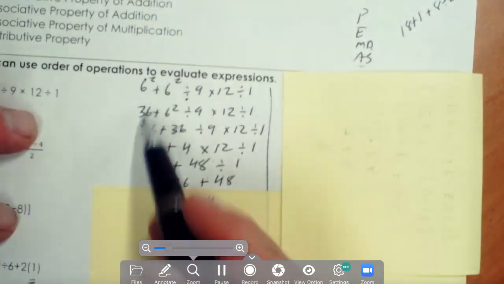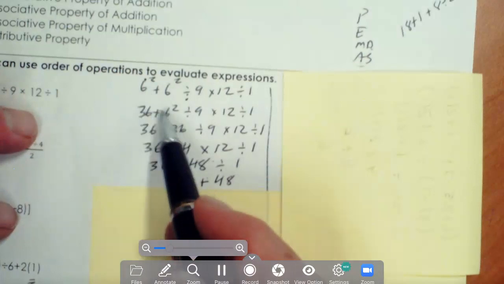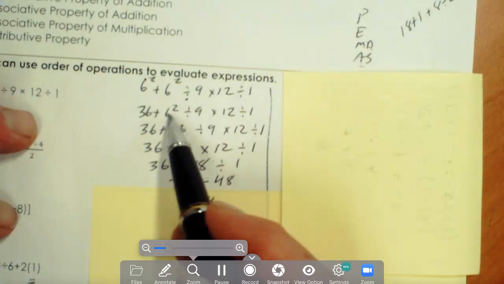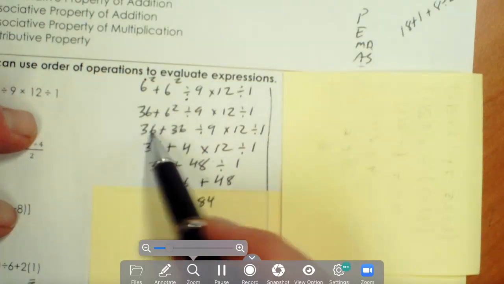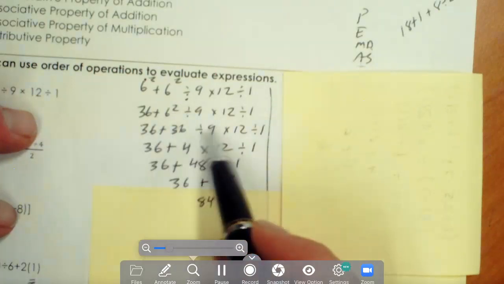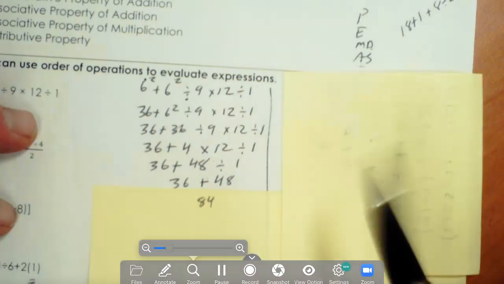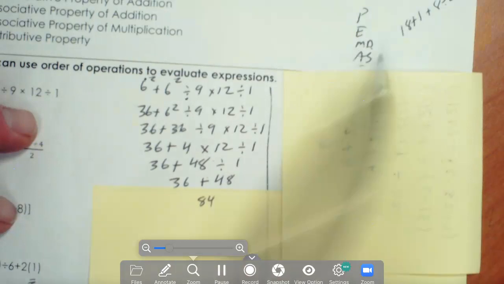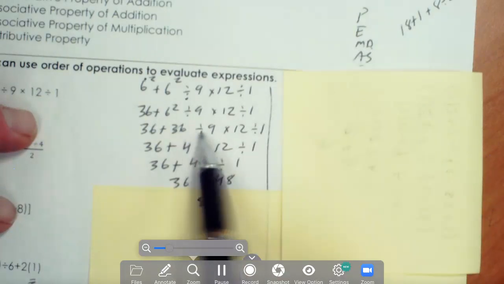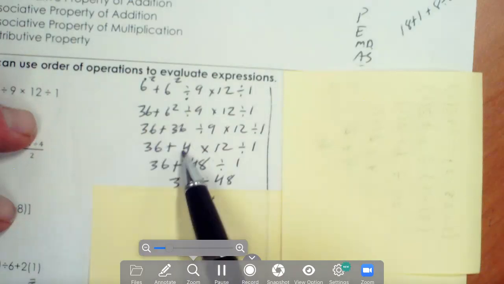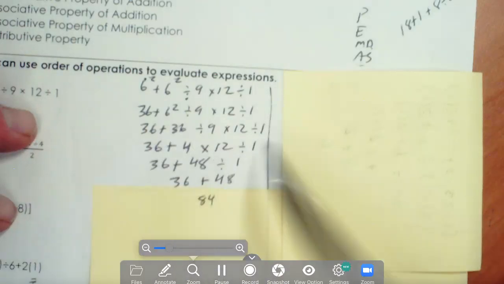I did the exponent, 6 squared, so that's 36 plus 6 squared divided by 9 times 12 divided by 1. Then I did the other exponent, so now I have 36 plus 36 divided by 9 times 12 divided by 1. I'm all done with exponents, so I go to multiplication and division. I actually have division first, so I take that 36 divided by 9, and that becomes 4. So now I have 36 plus 4 times 12 divided by 1.